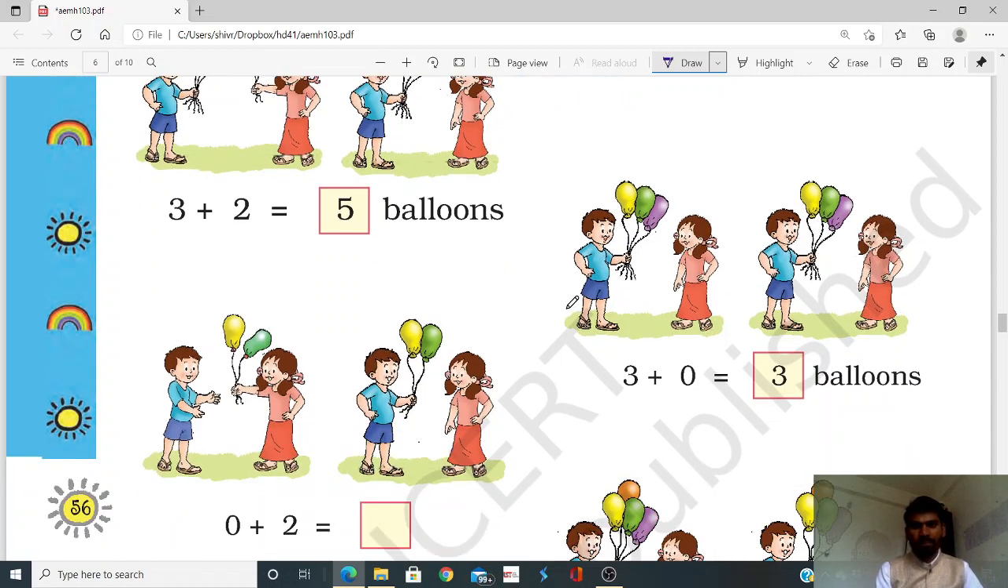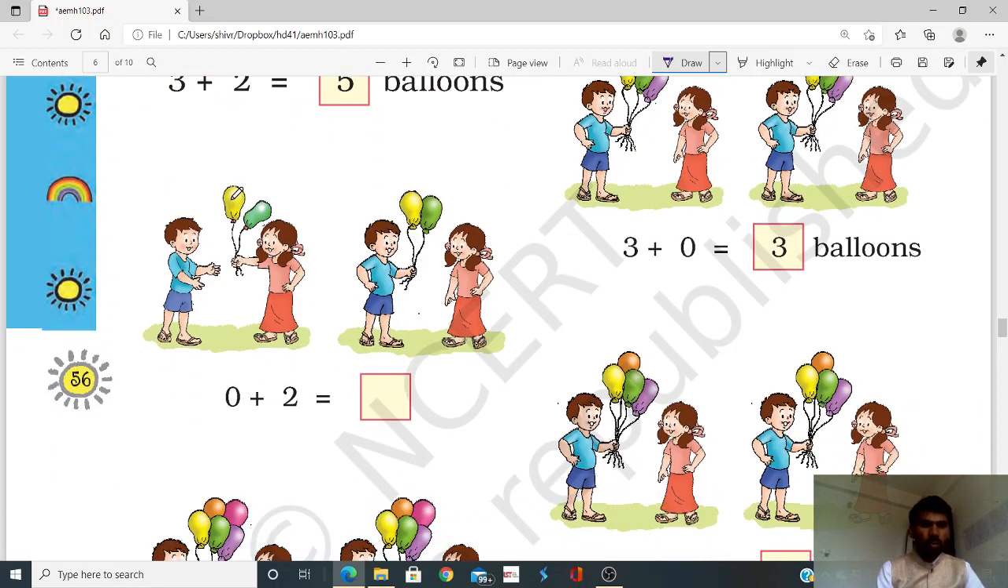Okay, now 2 balloons plus 0. Okay, here is nothing, therefore our answer will be 2.